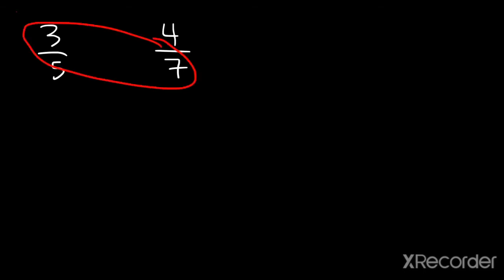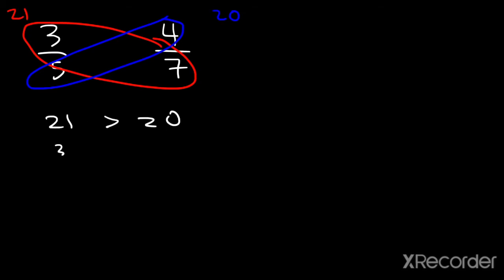3 times 7 is 21, and then 4 times 5 is 20. So these numbers are pretty close. But 21 is greater than 20, so therefore we can say that 3 over 5 is greater than 4 over 7. But now let's confirm it by converting each fraction into a decimal.